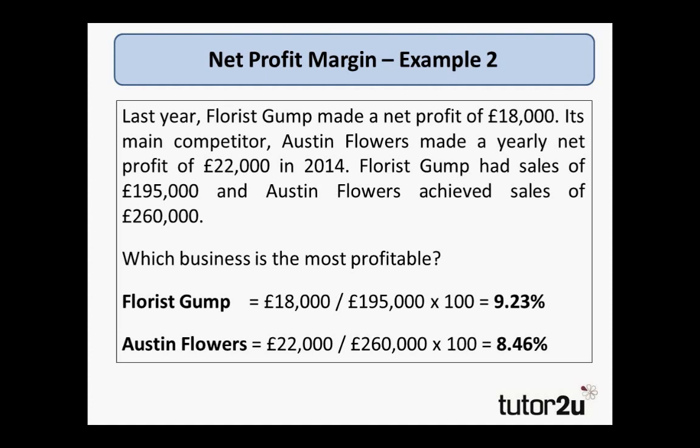Florist Gump had sales of 195,000. Austin Flowers achieved sales of 260,000. So on the first glance, it looks as though Austin Flowers generated a bigger profit. Well, it did. It generated £4,000 more profit. However, which is the most profitable? This illustrates the two concepts.